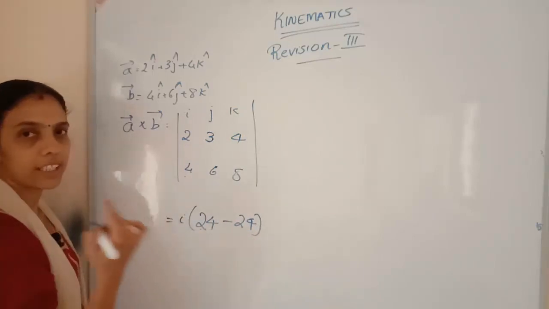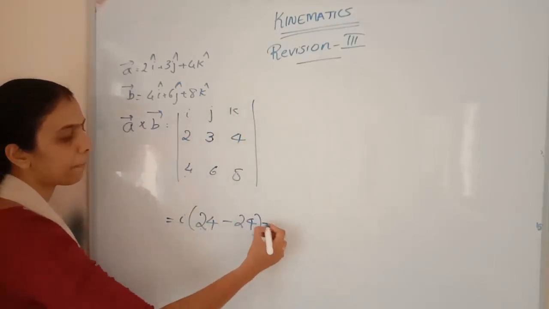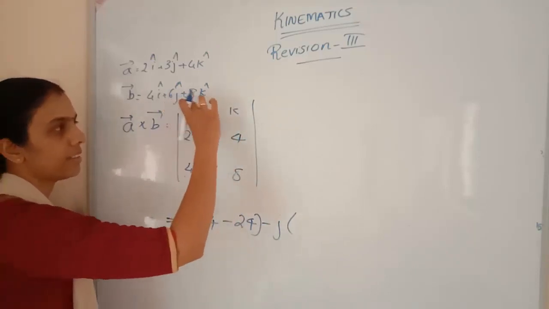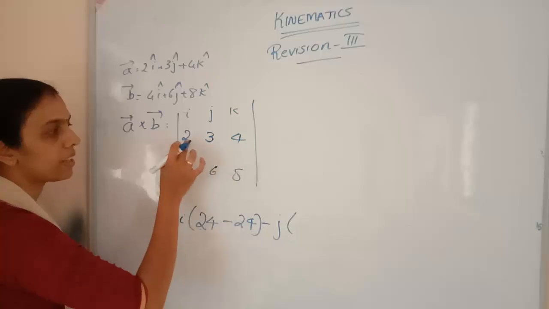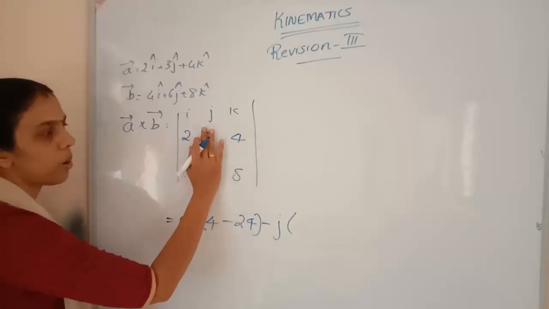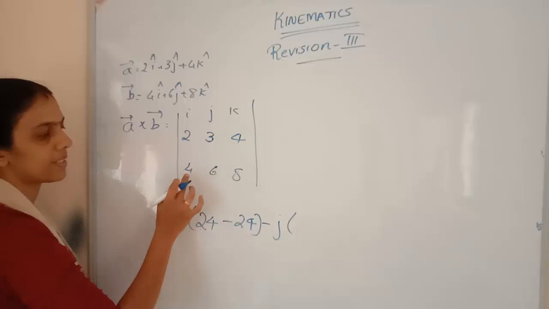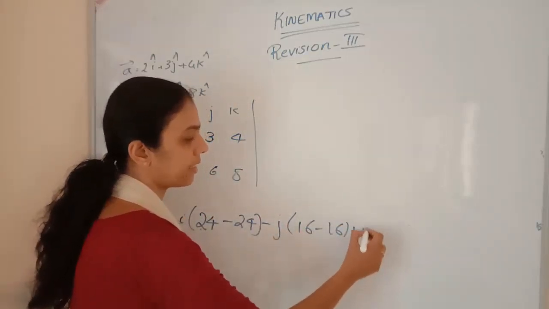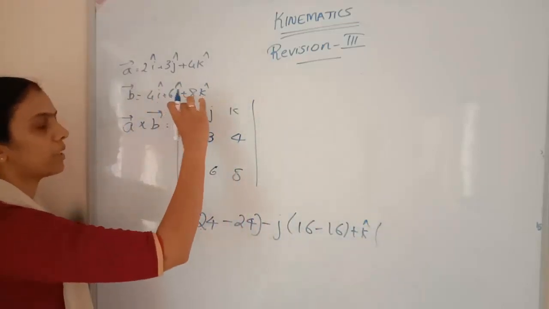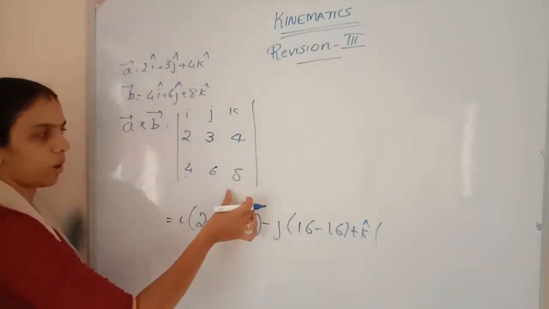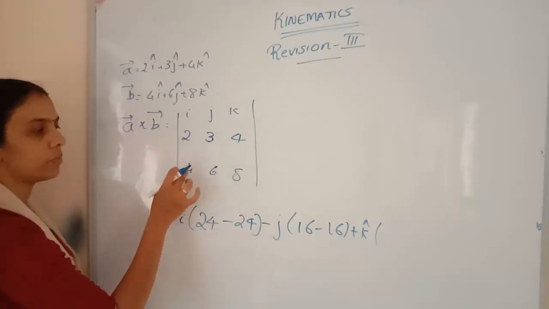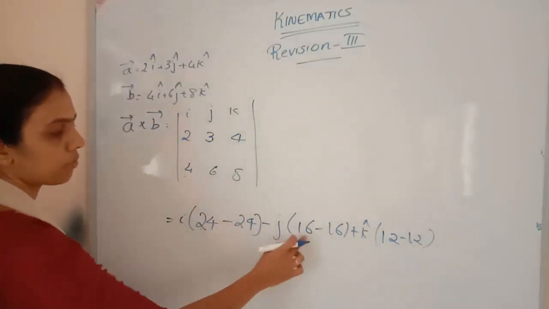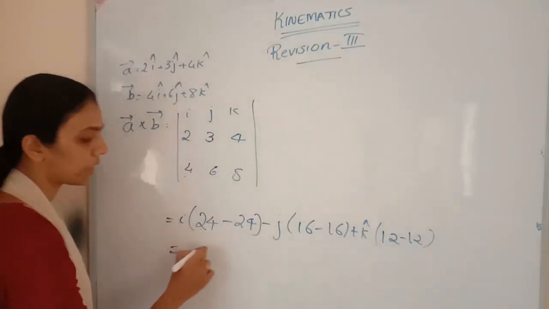Next, alternate positive and negative. This is minus j into: here you avoid the j column and row. The rest of the numbers are 2, 4 and 6, 8. Multiply these: 2 8s are 16, minus 16. Plus k, next is positive: you avoid the k column and row. Here it has 2 6s are 12, 4 3s are 12. So 12 minus 12. So 24 minus 24, 16 minus 16, 12 minus 12. You will get it as 0.